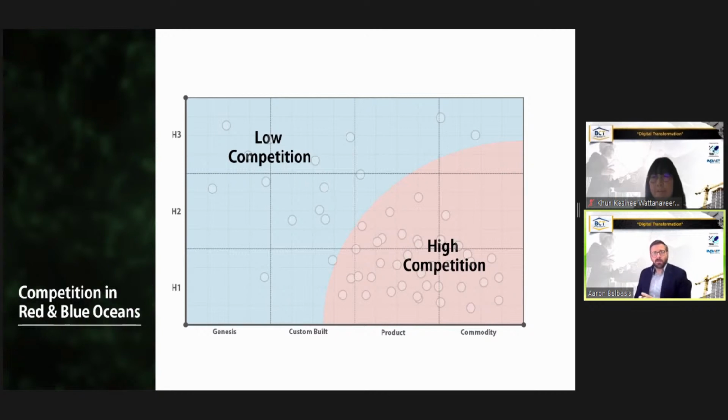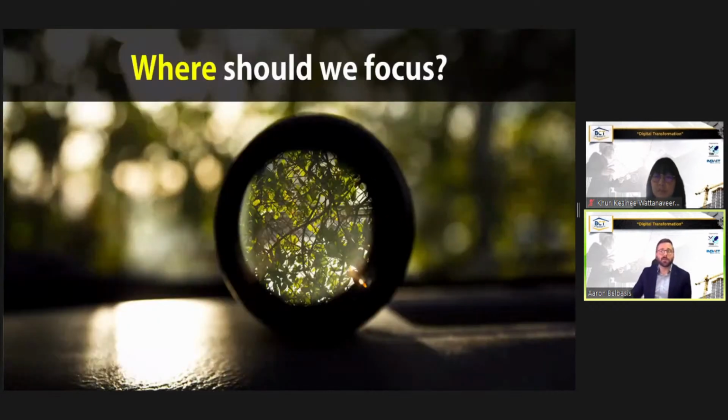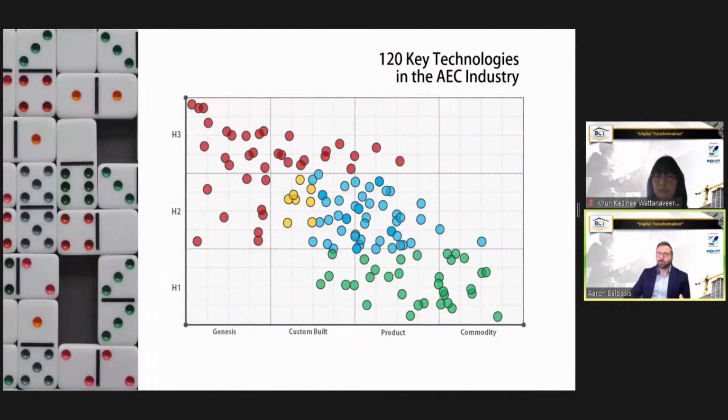Now, it's great to focus here, but it's also important to look into the blue areas, the area where there's also low competition, but there's a lot of advantage to change the way our industry is going. And that's how we actually implement digital transformation. So the question is, where should we focus? Where should we look now as people within our industry wanting to see the best digital transformation that's possible?